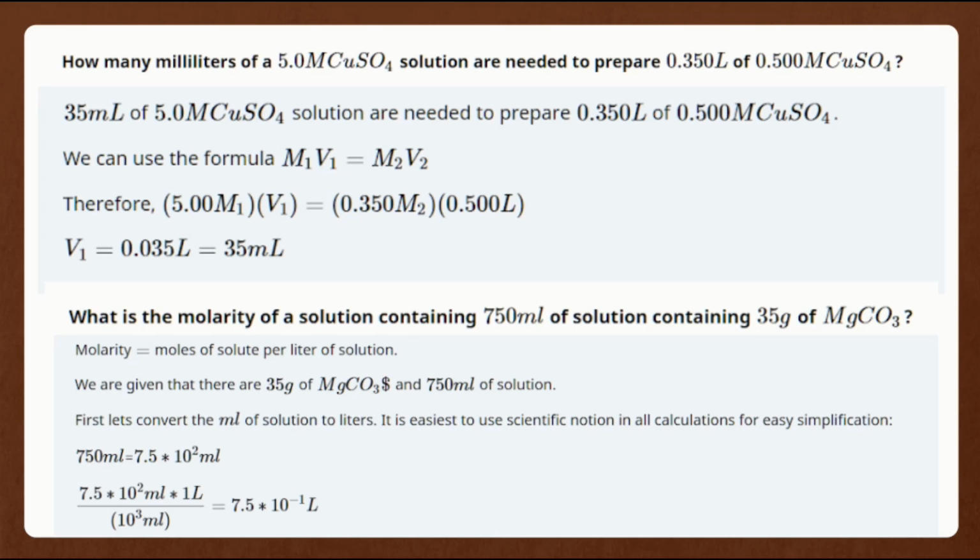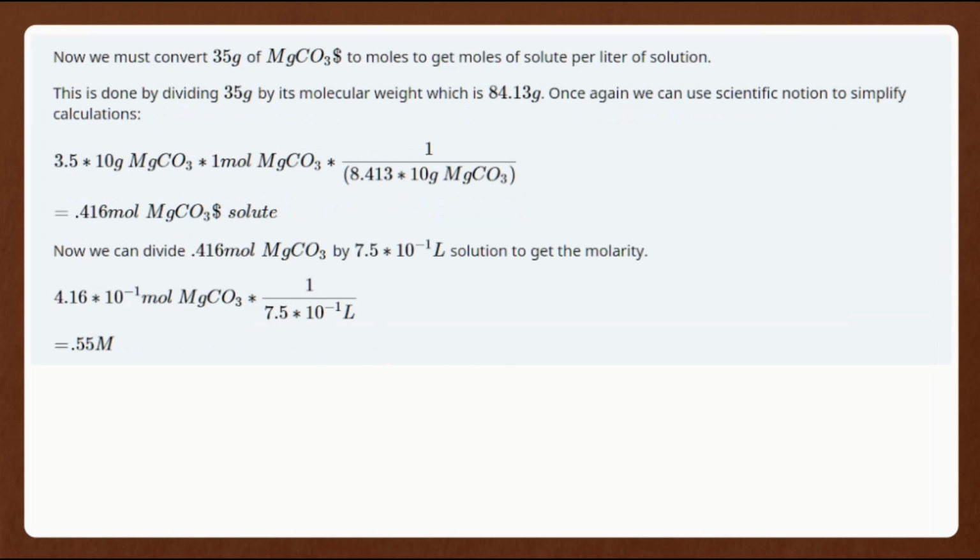What is the molarity of a solution containing 750 ml of solution containing 35 grams of magnesium carbonate? Molarity is equal to moles of solute per liter of solution. We're given that there is 35 grams of magnesium carbonate and 750 ml of solution. We first convert the milliliters of solution to liters. 750 ml is equal to 7.5 into 10 square milliliters. 7.5 into 10 square by 10 cube is equal to 7.5 into 10 power minus 1 liters.